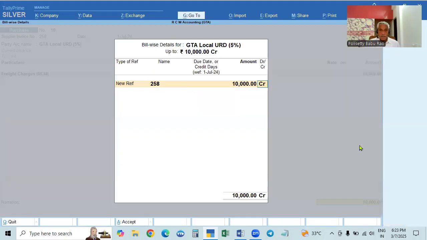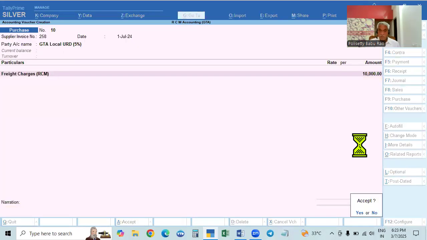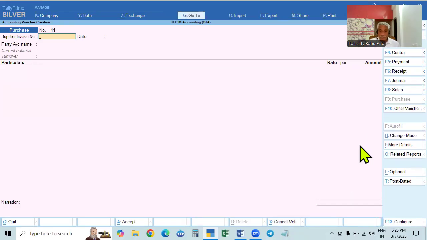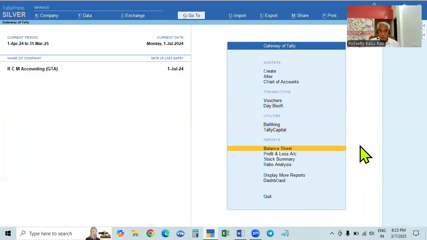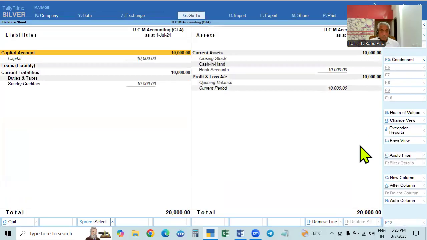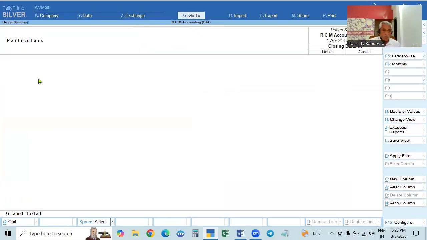So now we made the entry, and you will see the effect of this entry. If you go to the balance sheet, there will be no duties and taxes liability, because the liability was not recorded since the tax amount was not entered. Okay, so no liability and no ITC.